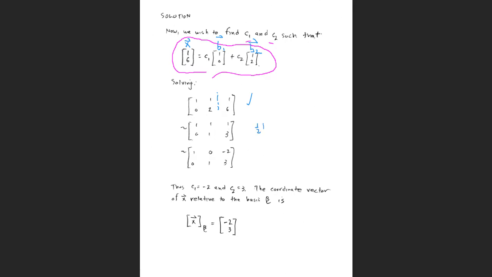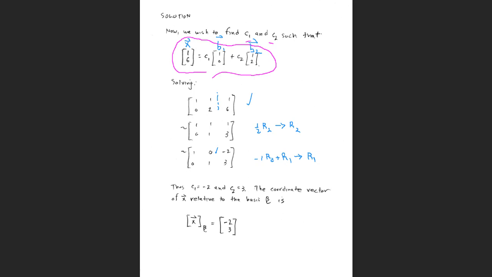I'm going to take 1/2 times the second row and replace the second row with that result. And then to get the 0 here, I'm going to take -1 times the second row, add it to the first row, and put the result there. It's easy to do. That was quicker than putting it in MATLAB, right?